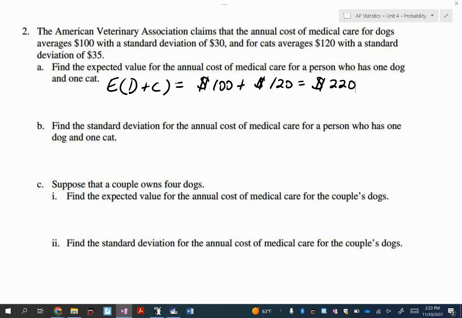So you're going to see, Thomas, that they're giving us the standard deviations, but I'm only going to be working with the variances. Okay? So let's find the variance of dog plus cat first, and then we'll use that to find the standard deviation. So that's going to be 30 squared plus 35 squared. All right, so what is that? Take a moment to type it in your calculator.